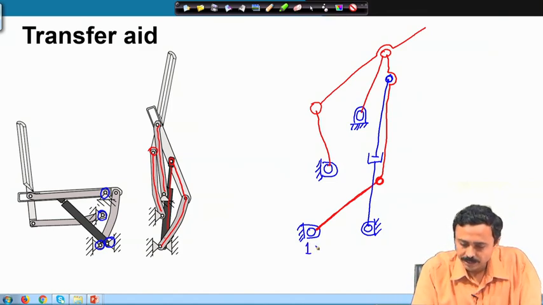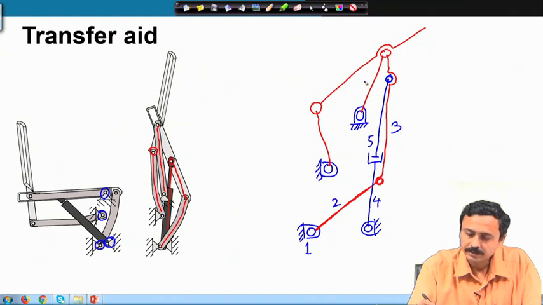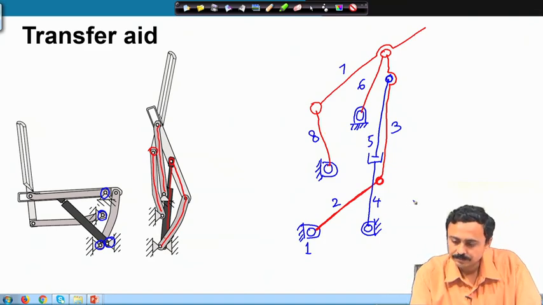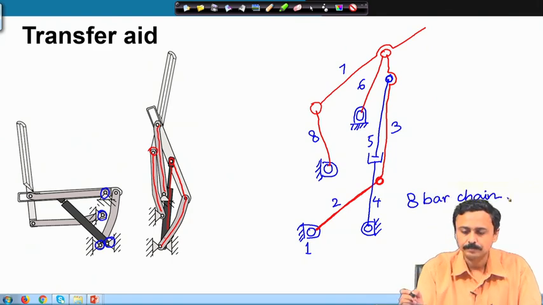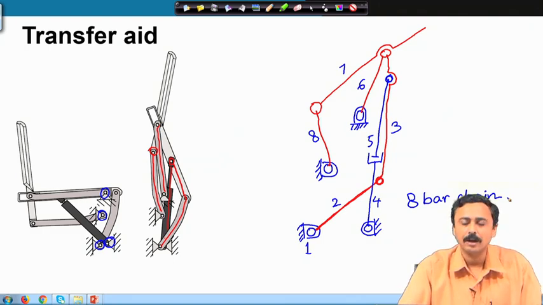Let us quickly calculate or number the links. 1, 2, 3, 4, 5, 6, 7, 8. So, this is an 8 bar kinematic chain. And you can count the number of kinematic pairs.